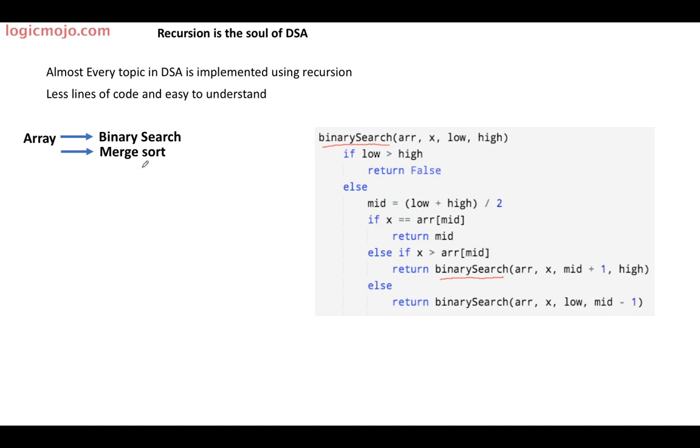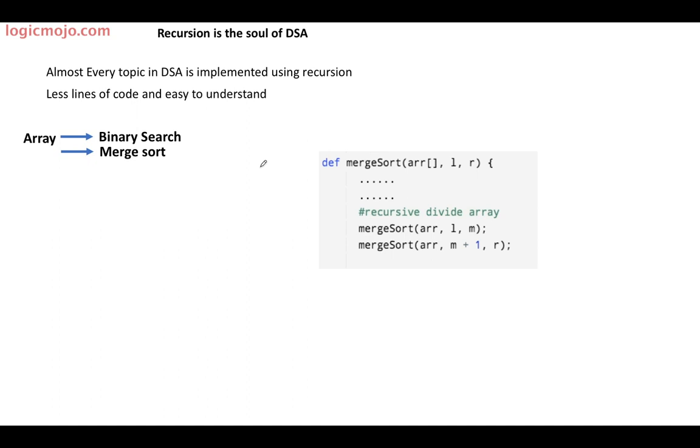Similarly, if we talk about the most famous sorting algorithm, merge sort, where we can sort an array in n log n complexity, if you want to implement merge sort, there also we have the divide process. We have the divide and conquer approach in merge sort, and the divide process is done using recursion only. So in arrays also, a lot of problems are solved using recursion.